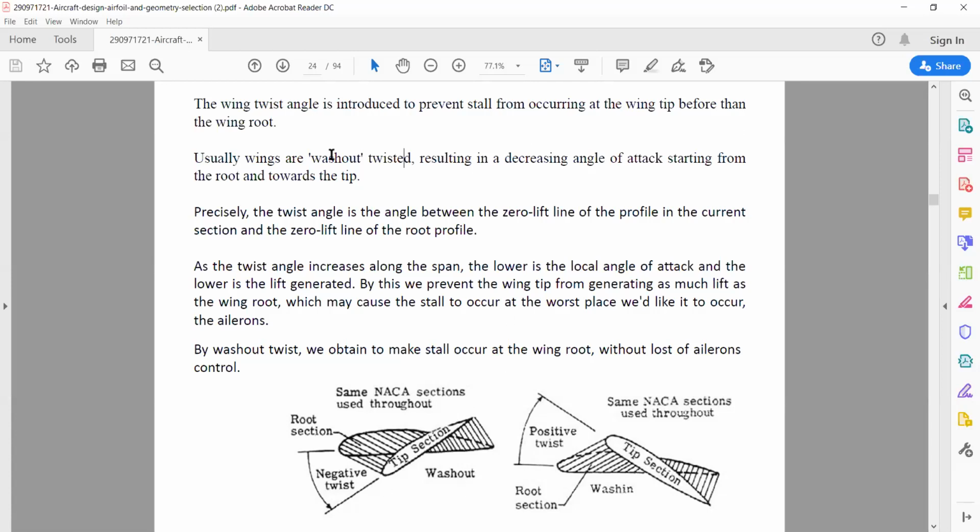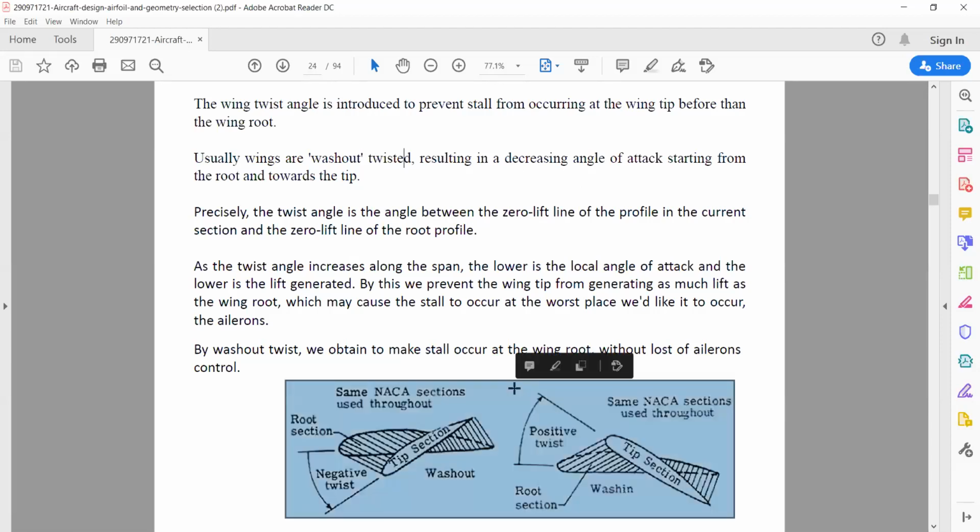Why? Because usually wings are washout twisted, resulting in decreasing angle of attack starting from the root and going towards the tip. So precisely, the twist angle is the angle between the zero lift line of the current section profile and the zero lift line of the root profile. Understood? And also, just to understand the two types of twist, one is wash-in and the other is wash-out. Mainly the wings are given a wash-out twist, not a wash-in twist.